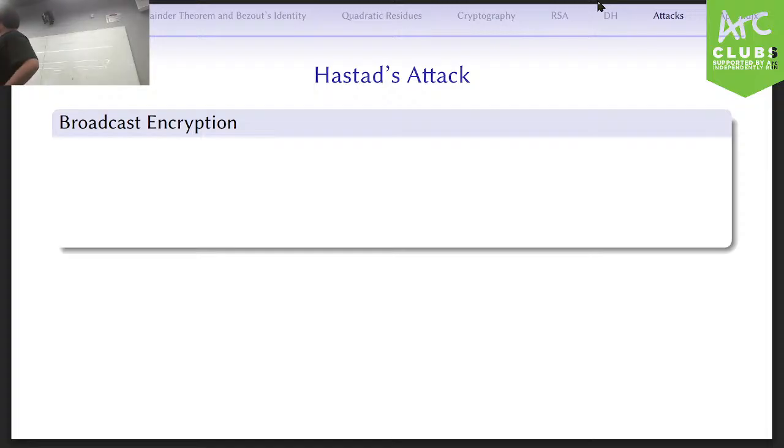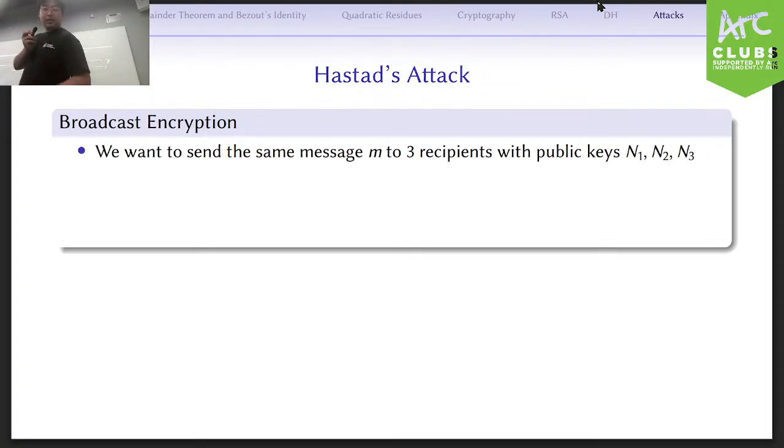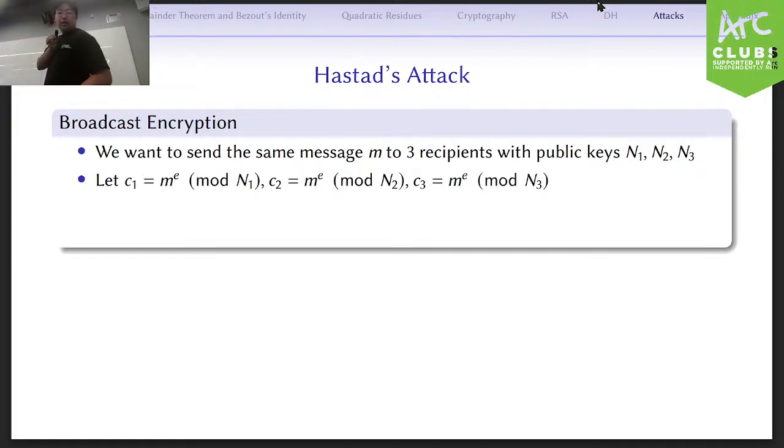For this, we'll look at a specific type of encryption called broadcast encryption. It still commonly uses RSA, but for a specific purpose. In this case, say we want to send a message to 3 different recipients, out there in the world. We might not have a direct connection to them, so we want to broadcast this message towards them. We have our 3 recipients with public keys N1, N2, N3.